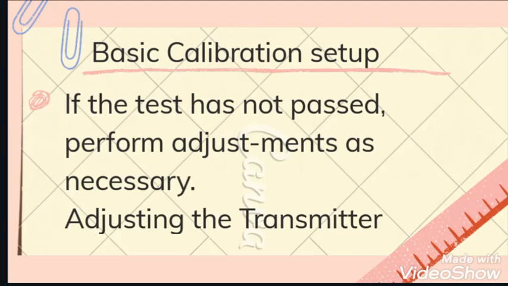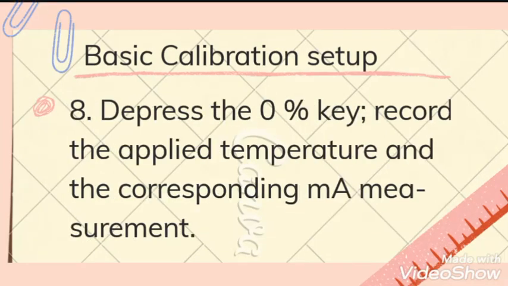If the test has not passed, perform adjustment as necessary. So we will check whether our test is okay or not. If it is in the range, then okay. Otherwise we will perform the adjustment, adjusting the transmitter.